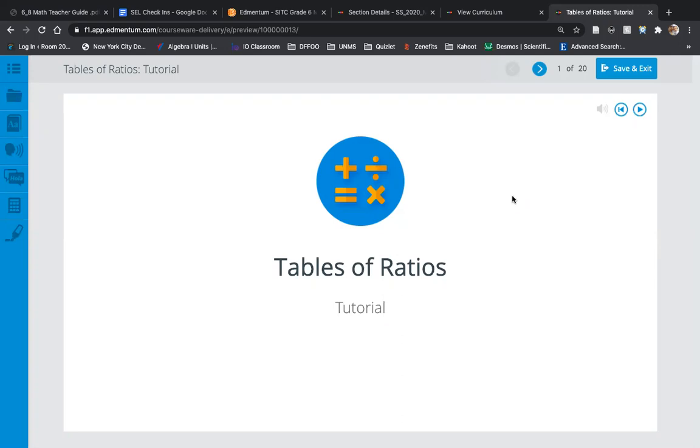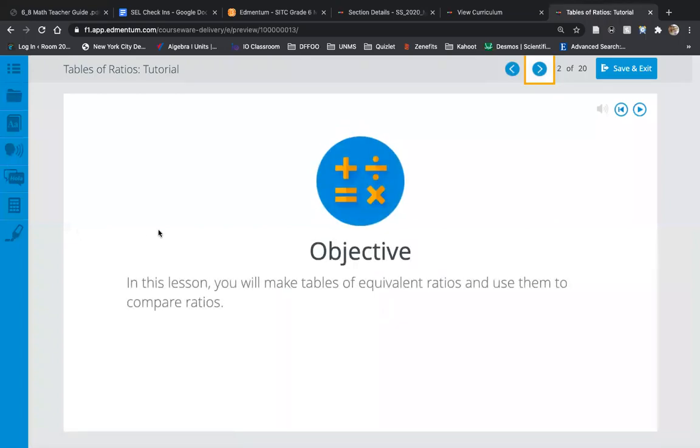So today we're working on finishing up the lesson on tables of ratios, right? Yesterday we went over the first 12 slides here. We'll go through those really quickly just to remind you about what we did yesterday. The objective is that in this lesson, you're going to be able to make tables of equivalent ratios and also use them to compare ratios. We basically focused on this first part yesterday, on making tables of equivalent ratios.